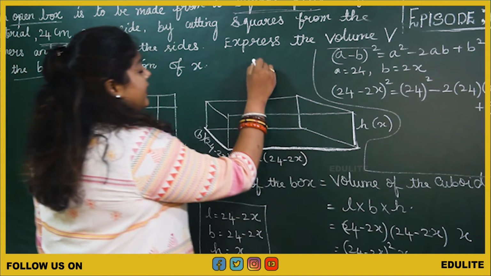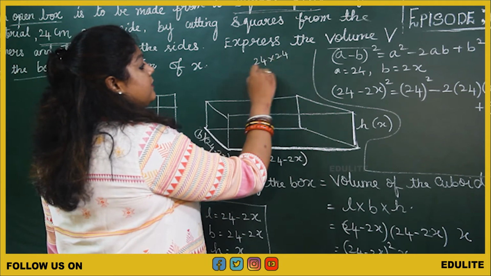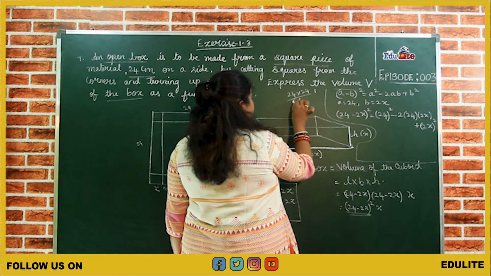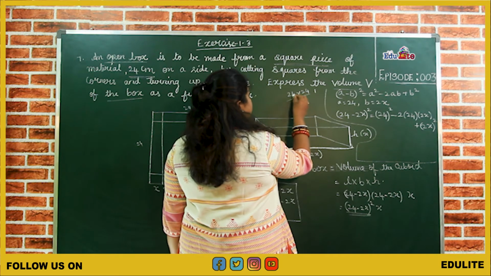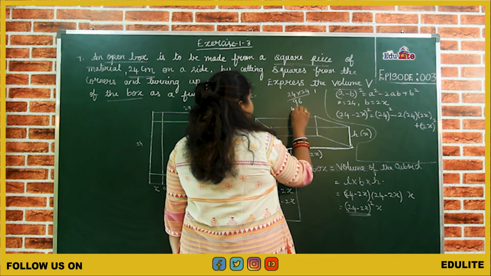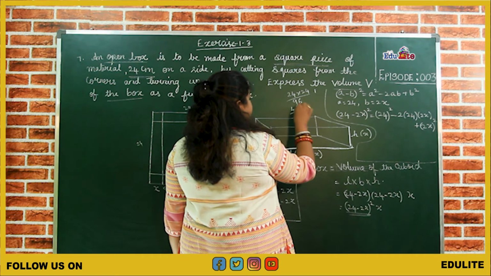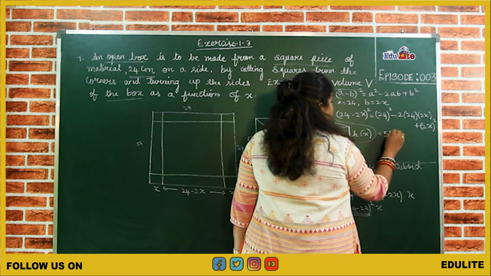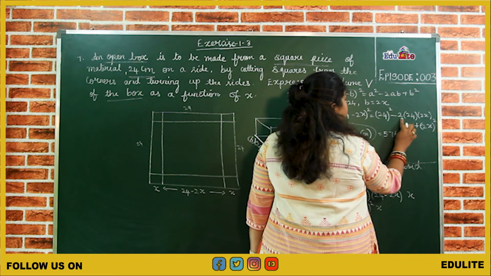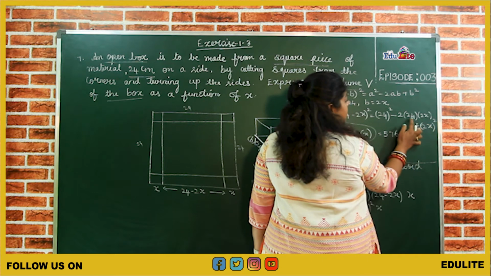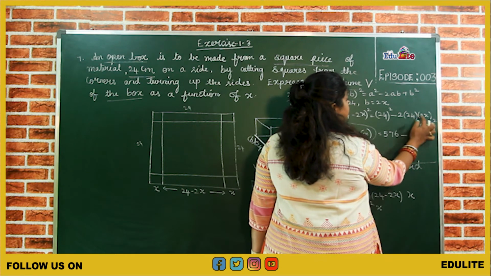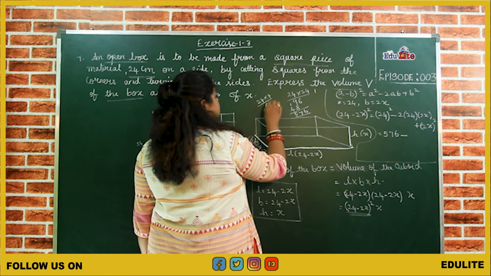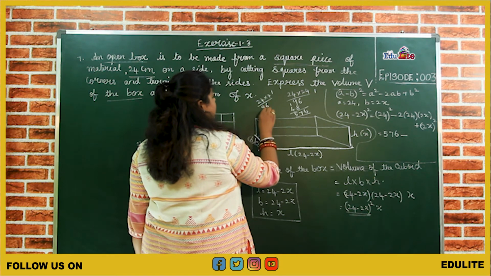First, 24 square: 24 into 24. 4 4s are 16, 1 balance; 4 2s are 8 plus 1 is 9; 2 4s are 8, 2 2s are 4; 9 plus 8 is 17. So 24 square is 576, minus 2 into 24 into 2. I will do it as 24 into 4. So 24 into 4: 4 4s are 16, 1 balance; 4 2s are 8 plus 1 is 9.